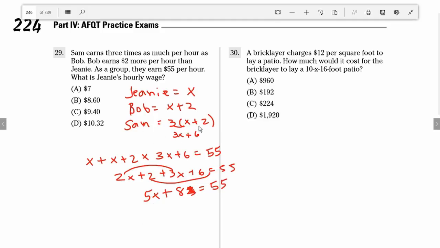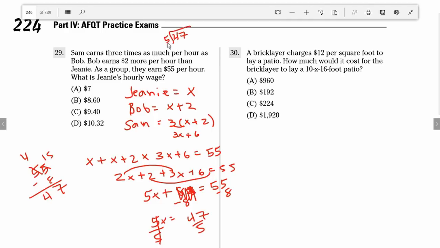Again, I just combined all these unknowns. Let's subtract 8 from both sides. We're left with 5x equals 55 minus 8. We have to borrow here. This becomes 4. This becomes 15. So 15 minus 8 is 7. 4 minus 0 is 4. So we're left with 5x equals 47. Divide both sides by 5. This goes away. So we're left with x equals 47 divided by 5.